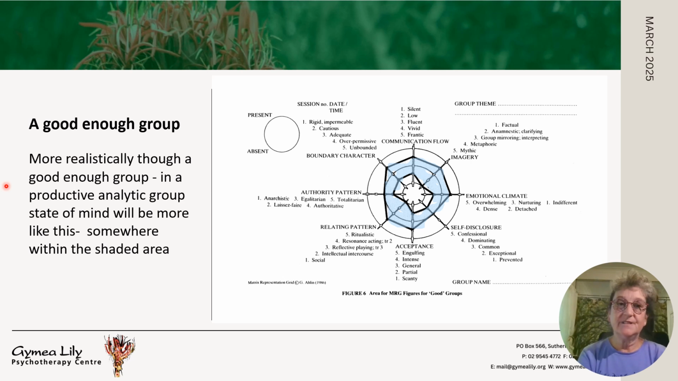So the extremes in the grid, station 1 or 5, right in the middle or right on the outside, can indicate regression and dysfunctional group dynamics, and you're always looking for movement towards the middle stations, which signifies more maturity.